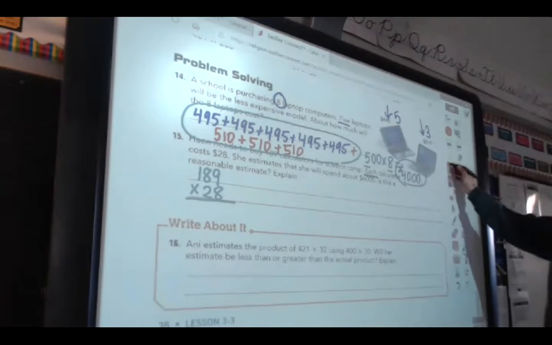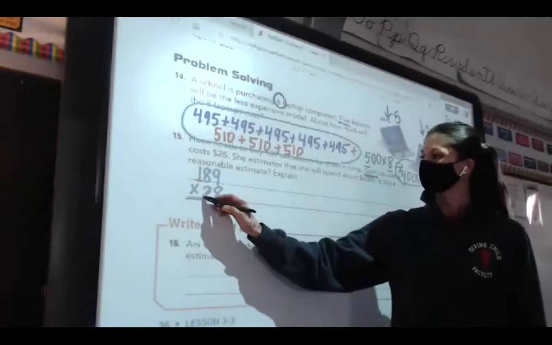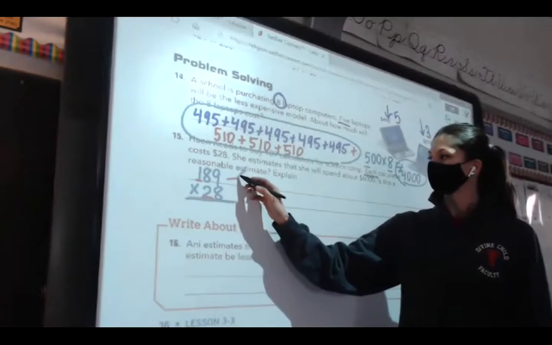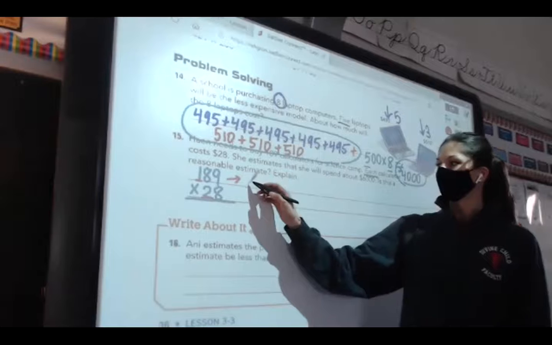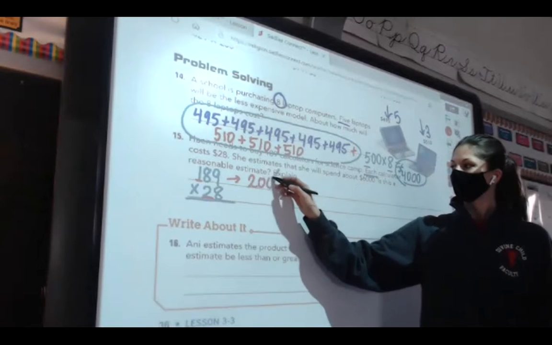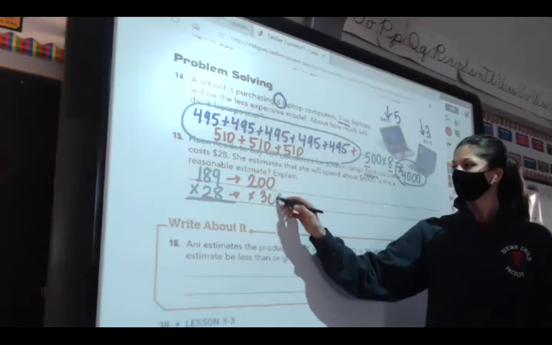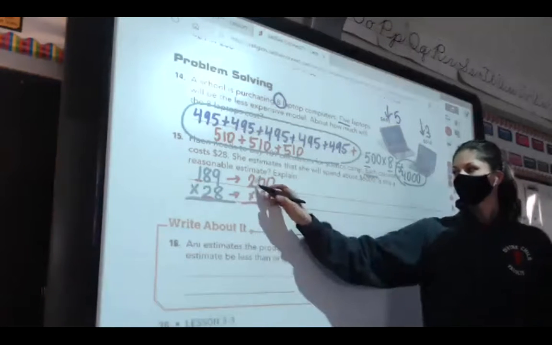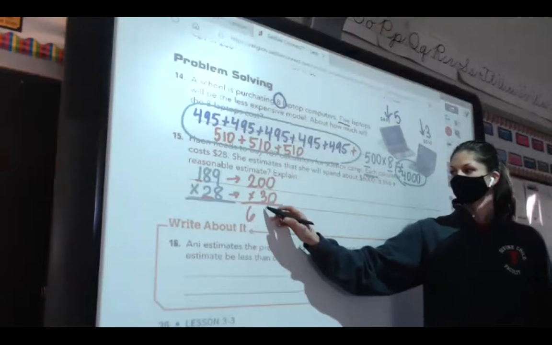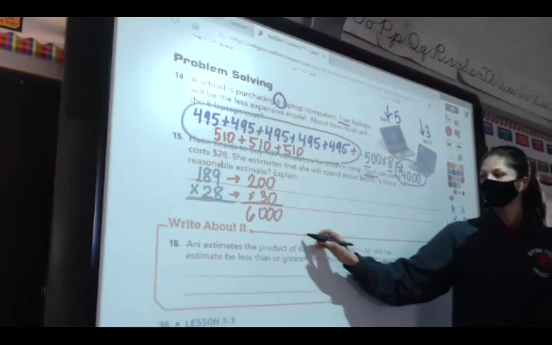All right, so I'm getting back to the problem. I'm estimating 189 by looking at its greatest place value. What's the greatest place value for 189? It's the 100 spot. So would it go to 100 or 200? 200. And what about this 28? It would go to 30. Fast fact, 2 times 3, 6. How many powers of 10? I see 3. 3 powers of 10.